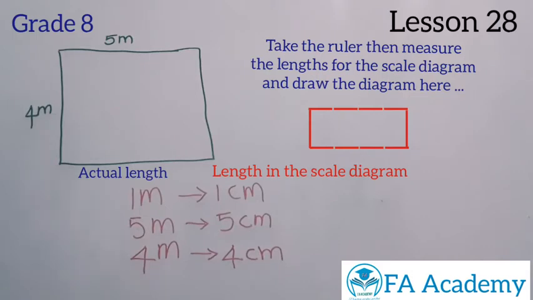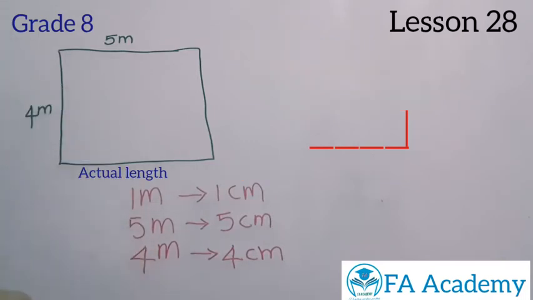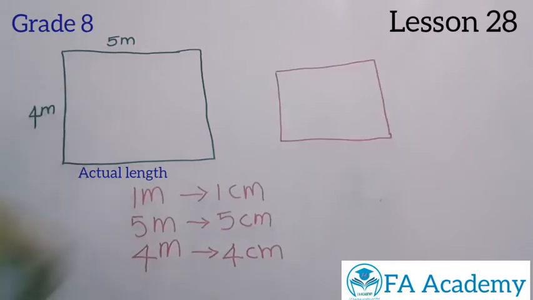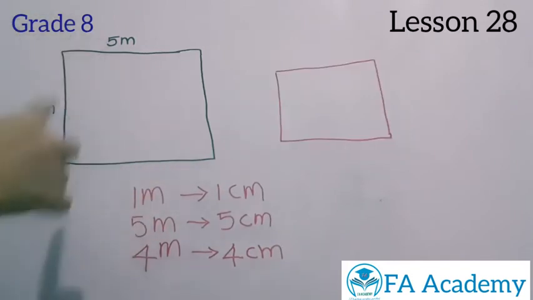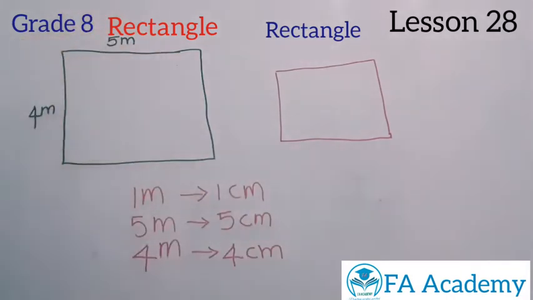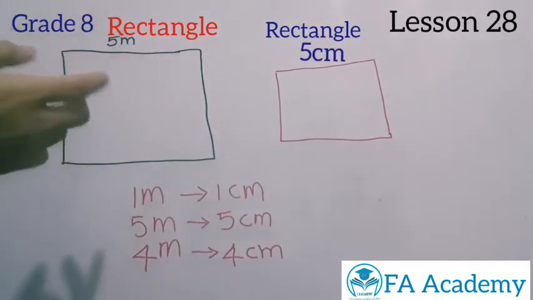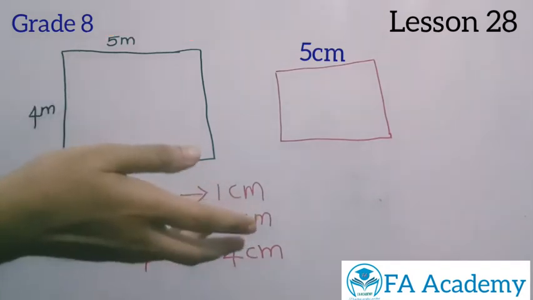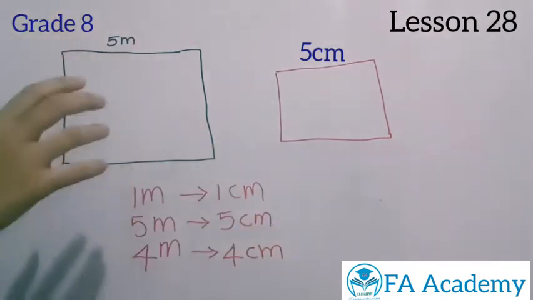I think you got an idea about scale diagrams. The main thing you have to know here is that the scale diagram shape won't change. If the actual diagram is a rectangle, the scale diagram is going to be a rectangle. If the actual diagram is a triangle, then that's going to be a triangle. So the shape won't change.